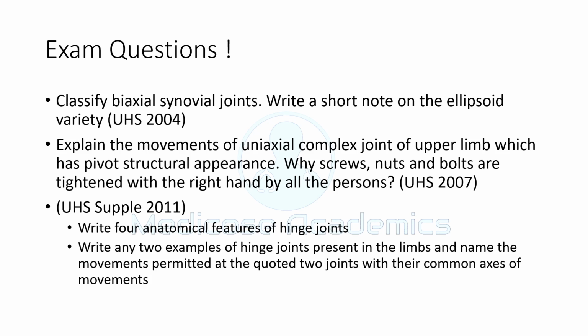Right? Four anatomical features of hinge joint. We discussed that it is uniaxial, with two types of movement. There is the shape: a cylinder-like ball, and then there is a socket, and there is a cylinder or pivot in them. You can give the examples of that. Name the movements permitted, and quote two joints with their common axis of movement. Two joints you can discuss are the interphalangeal joint and the elbow joint.